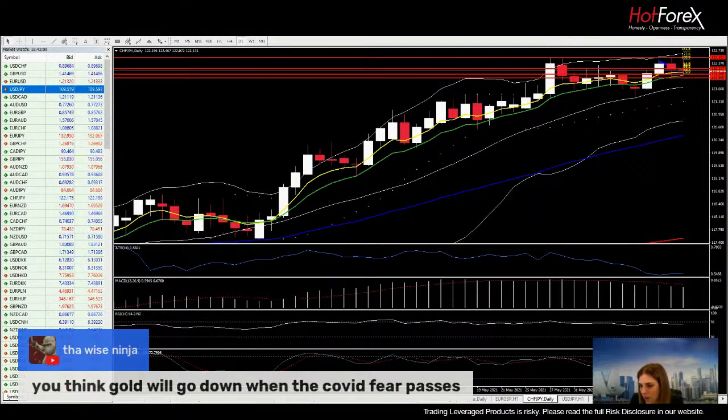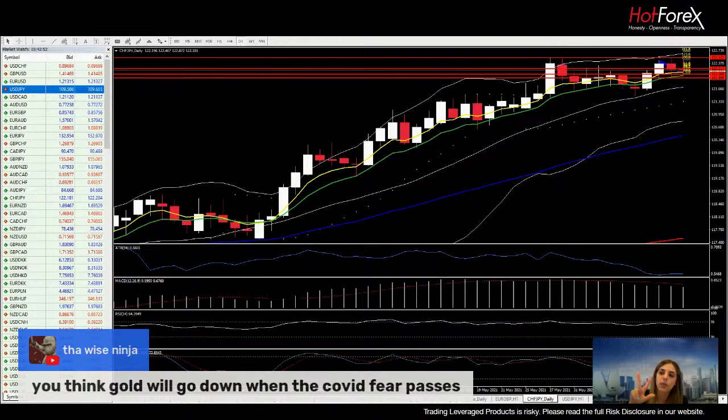I think gold will go down when the COVID fear passes. Yeah, don't forget, however, the strong correlation that gold has with the central banks, with the policy and inflation. COVID fears have actually temporarily passed already because the vaccination keeps moving, and the economies have already reopened. So don't forget that gold, first of all, is a hedge asset. It's an asset used for hedging inflation. Don't forget that it's a non-yielding asset as well. Don't forget that it's impacted by dollar dominance.